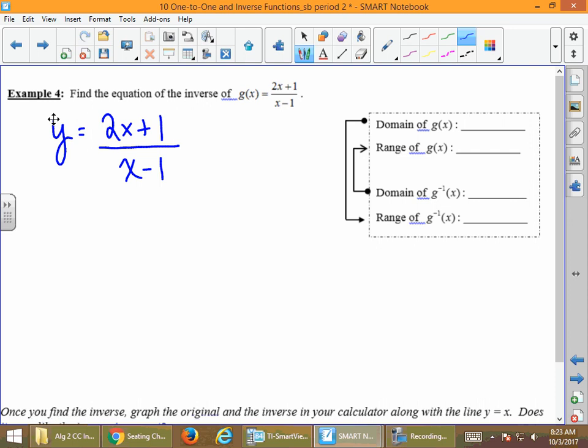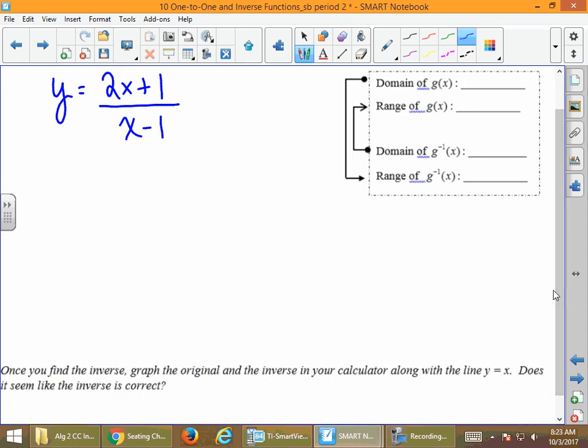Second step, we're going to switch the x and the y. x is going to go where y went, y goes where x went. So we end up with x equals 2y plus 1 divided by y minus 1. All of the x's change to y.